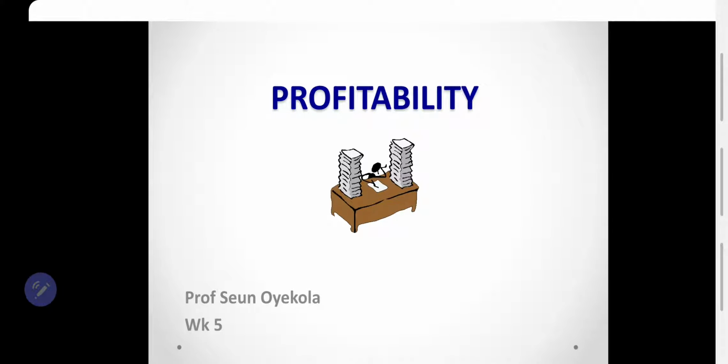Afternoon, everyone. Today we'll be looking at profitability, and this is a build up on the fundamental concepts we've looked at in the past couple of weeks. We've looked at cost estimate, we've looked at time value of money, and we've also looked at cash flow and the representation of cash flows using cash flow diagrams.